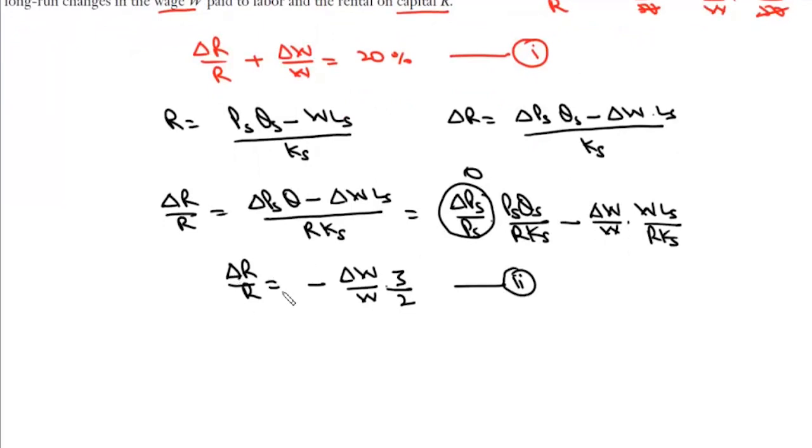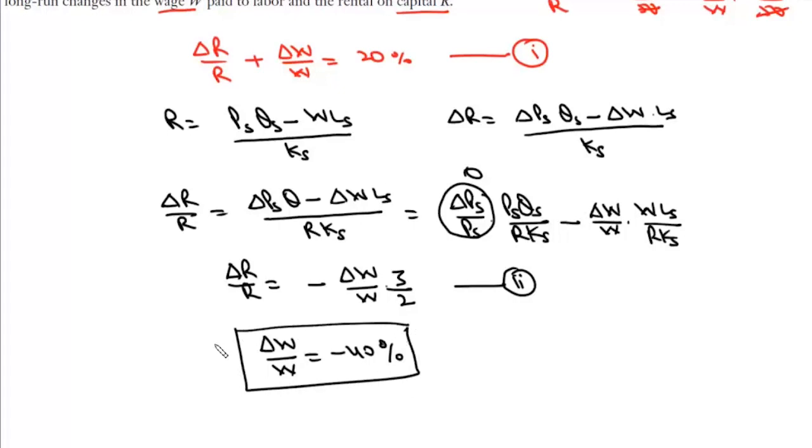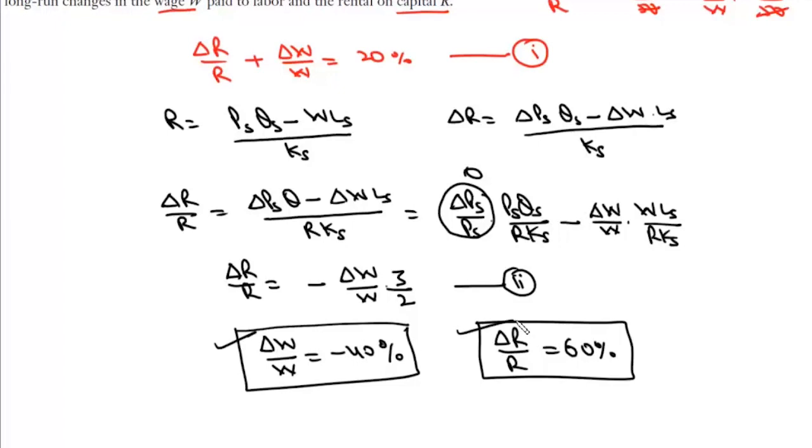Now if we put delta R upon R as minus 3 by 2 delta W upon W, we'll get delta W upon W as minus 40%. So with the increase in price of computers, the real wages decreased by 40. And if we put delta W upon W as 40%, we'll get 120 by 2, which is 60. So rental is going to increase by 60. And this result is consistent with the Stolper-Samuelson theorem, because the price of computers has increased, and computer is capital intensive, and therefore the rent on capital has increased, and the rent on labor has decreased.